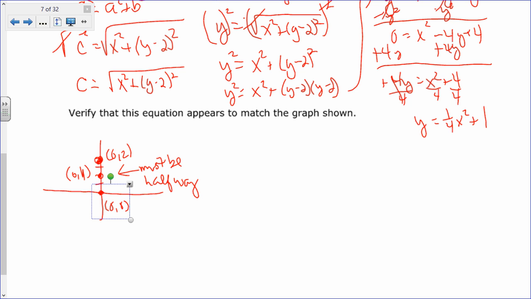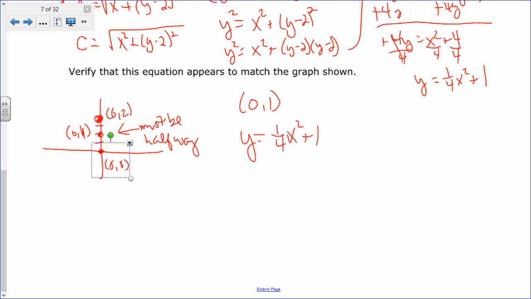So if I know that the point 0, 1 is on my graph, then when I substitute into the equation, it better check. So I'm going to put 1 in for y, 0 in for x. So 1 equals 1/4 times 0 squared plus 1. Well, 0 squared is 0, so 1 equals 1/4 times 0 plus 1. When I multiply everything times 0, I get 0, so 1 equals 1, and it works. Therefore, that equation is a valid equation for my parabola.